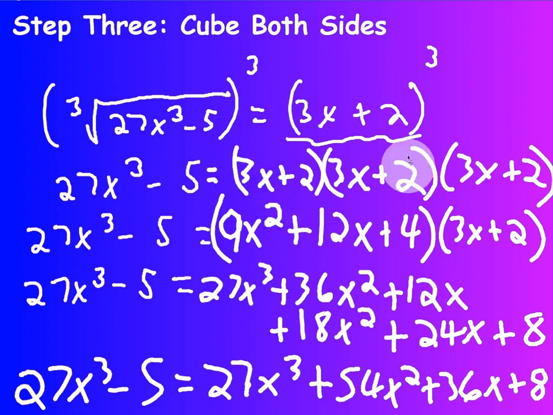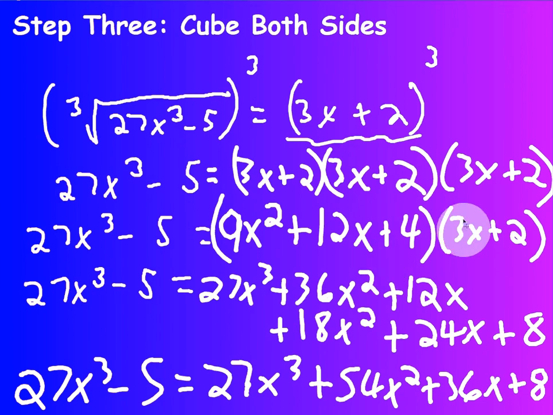What I did was I FOILed the first two binomials. So it'd be 3x times 3x equals 9x squared. 3x times 2 is 6x. 2 times 3x is 6x. Add that up to get 12x, and then 2 times 2 is 4. Always check your work. If you're not going to show as much work, double check it before you move on. And then we're multiplying that by the last 3x plus 2.